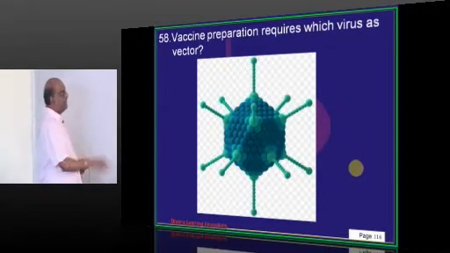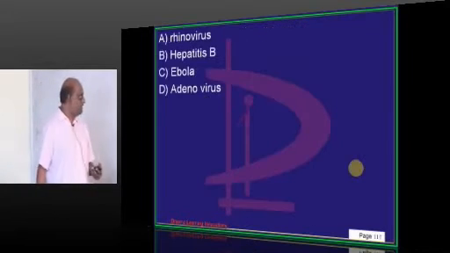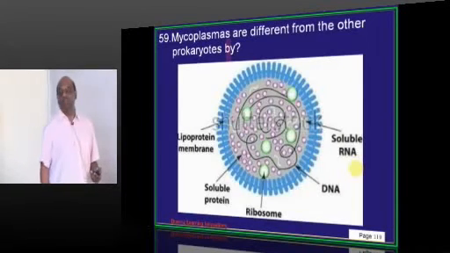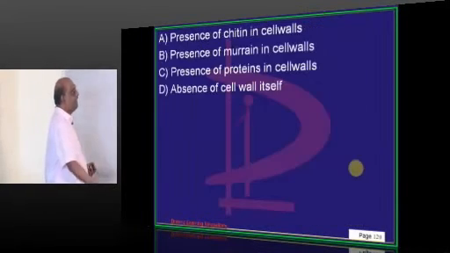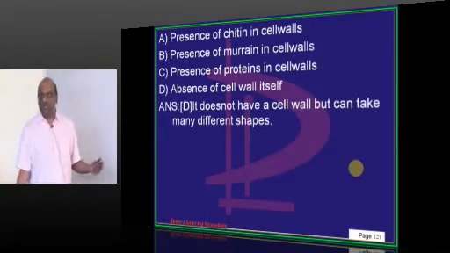Now what is this virus which is used as a vector for vaccine preparation? It is the adenovirus. However, mycoplasma is different from the other prokaryotes. They don't have a cell wall.